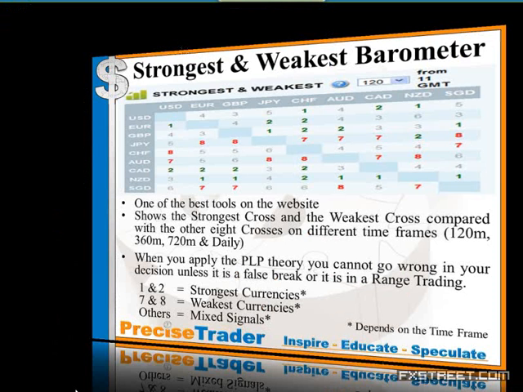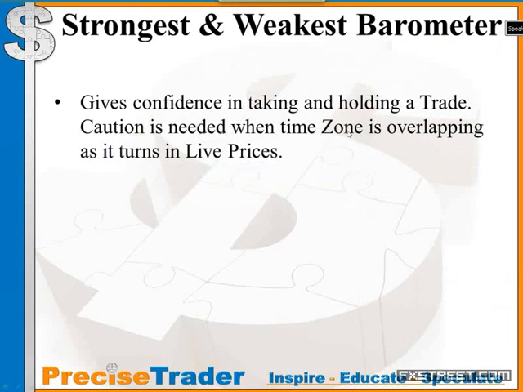The strongest and weakest barometer gives us confidence in taking and holding a trade, especially when we have taken a trade and we know that that is the strongest cross for the day. So it gives us extra confidence in holding the trade, which is an added advantage. Sometimes, as a day trader, there are a lot of things running in our mind, so to prevent all this, we are using these tools, right? And caution is needed when time zones are overlapping, as it turns in live prices.